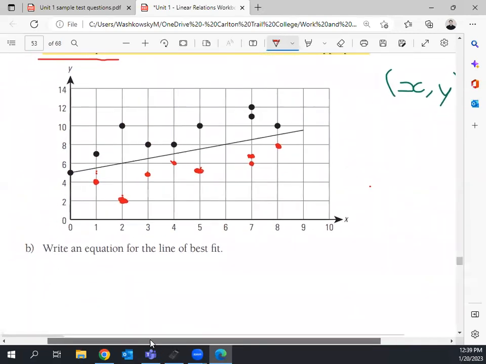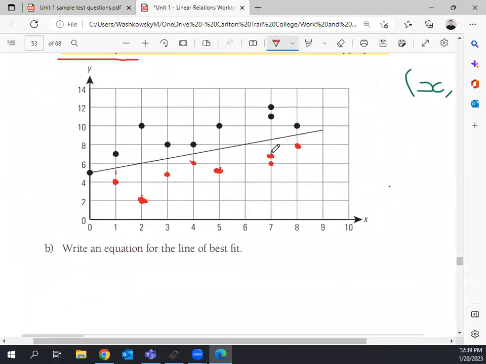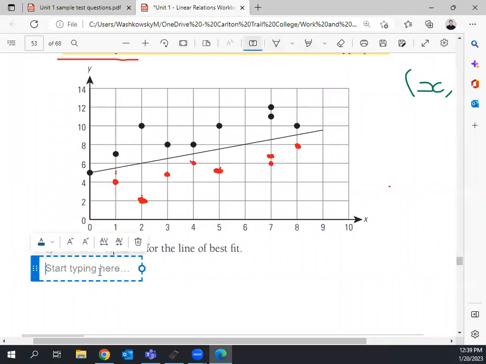So I have a line of best fit. I have my points. How can I make an equation for it now? First off, what am I always going to use when I have an equation for a line? What's my formula for that? So what's my formula for my line? Y equals. You betcha, mx plus b.